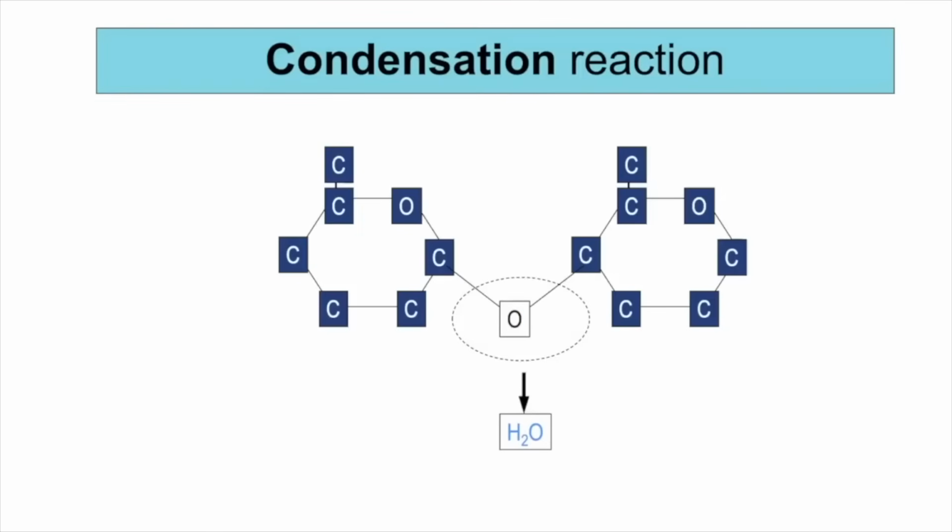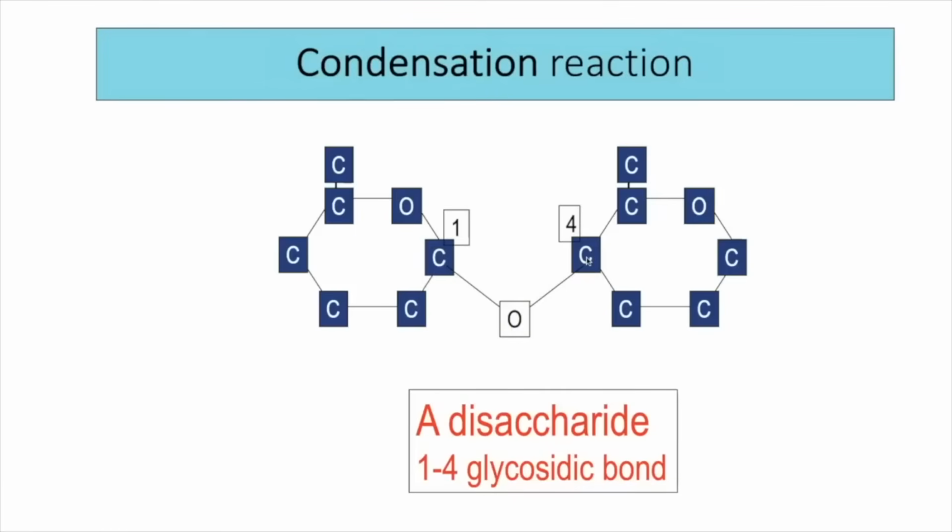And in removing that water molecule, a bond forms between the carbon, oxygen and carbon. And that in this case is a glycosidic bond. And we name the glycosidic bond by the position it is found. So a 1 to 4 glycosidic bond means it's a bond found between carbon 1 and carbon 4. And the way we number them is always starting from the first carbon after the oxygen in the ring.